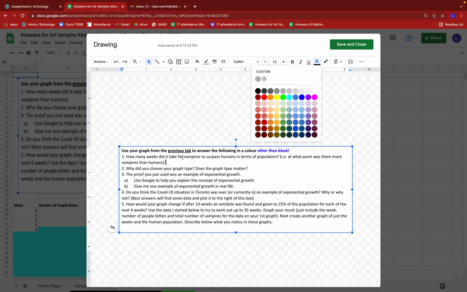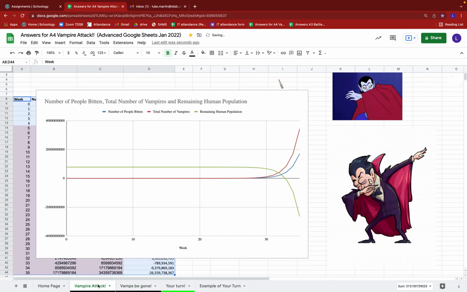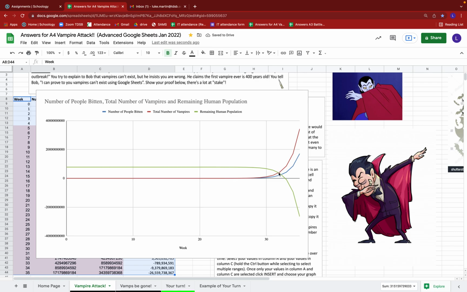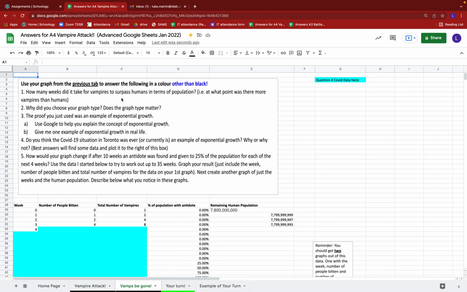So question 1 says, how many weeks did it take vampires to surpass humans in terms of population? At what point was there more vampires than humans? So if you remember from the last section that we did, we talked about where there's roughly the same amount of vampires as humans. So that'll help you figure out at what point was there more vampires than humans. That's all you have to say is what week number it was.